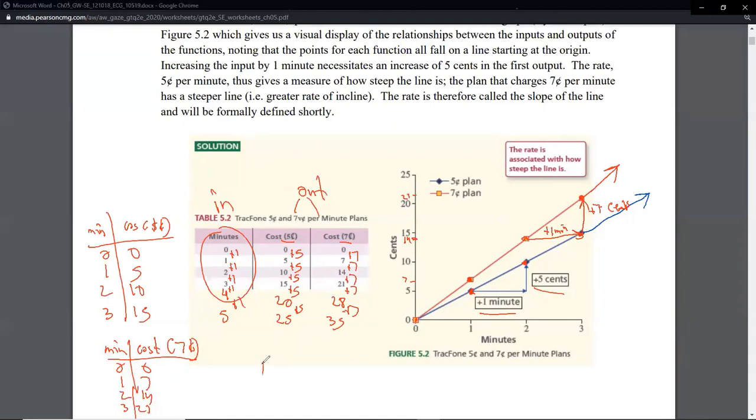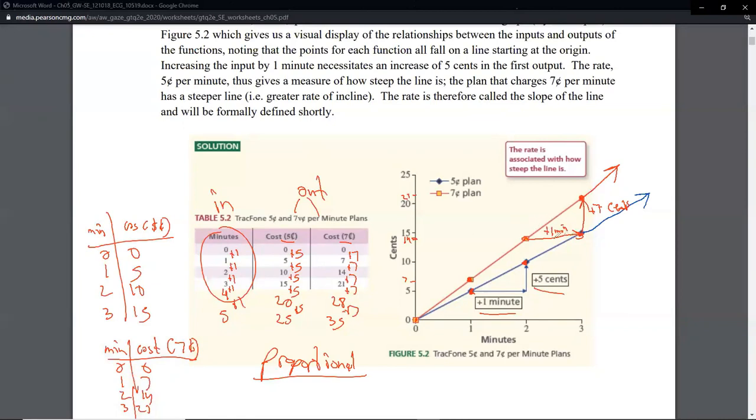Now, this problem was proportional, both of those, because 0 minutes was a 0 cost, so that makes them proportional. If 0 minutes cost you more than 0 cents or dollars, it would not be proportional, but again, it still just relates to it.